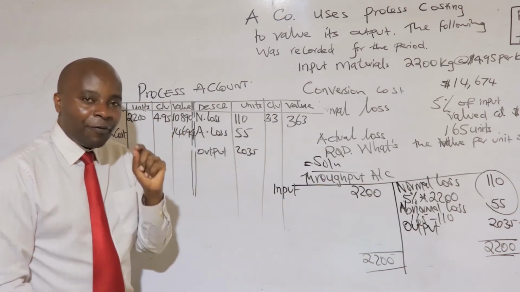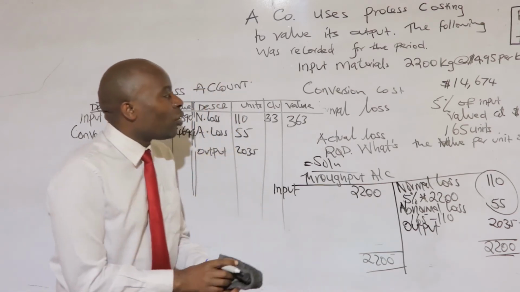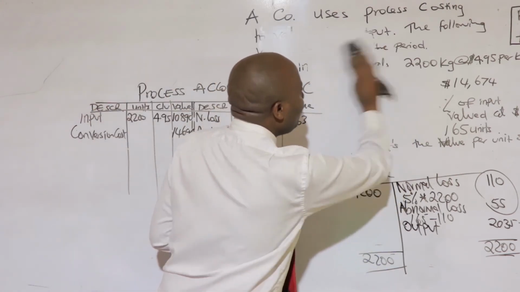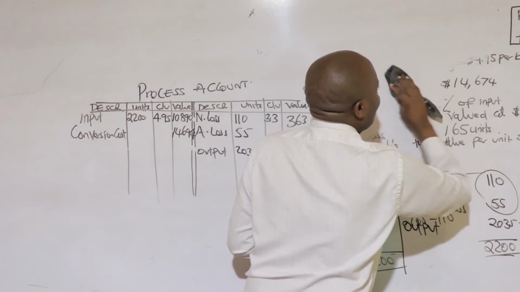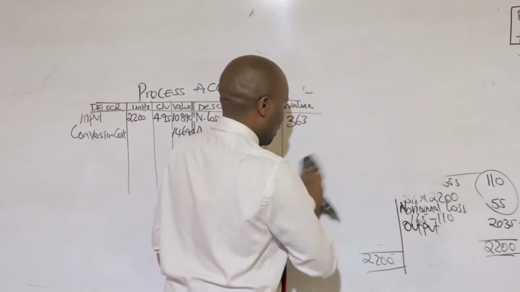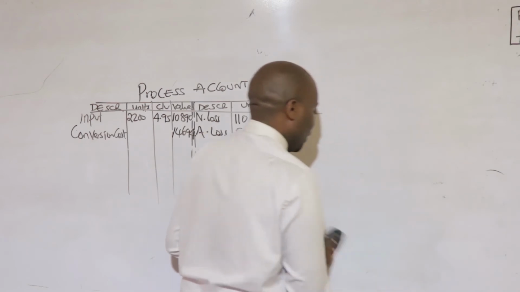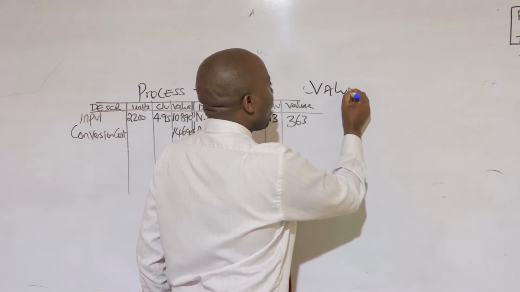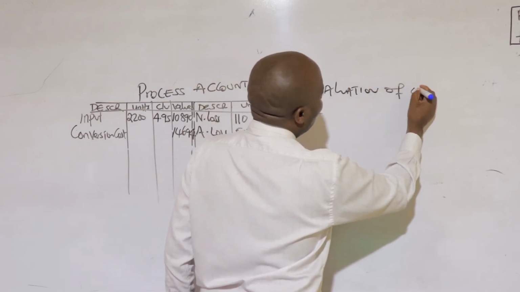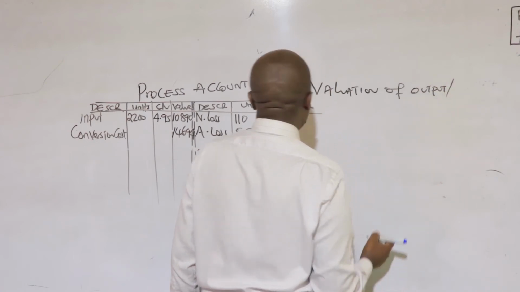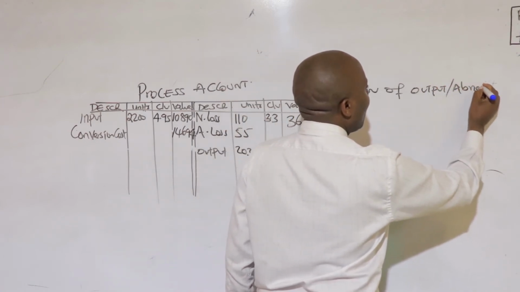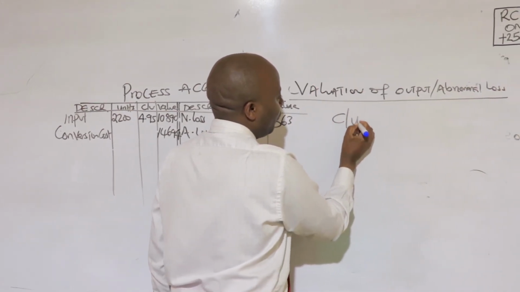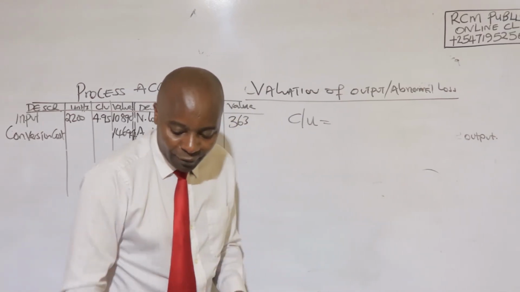So we need an equation for valuing the cost per unit. So come here and give us the cost per unit. So we are talking of valuation of output versus abnormal loss. So how do we value this? This is a special formula, the cost per unit for the two.